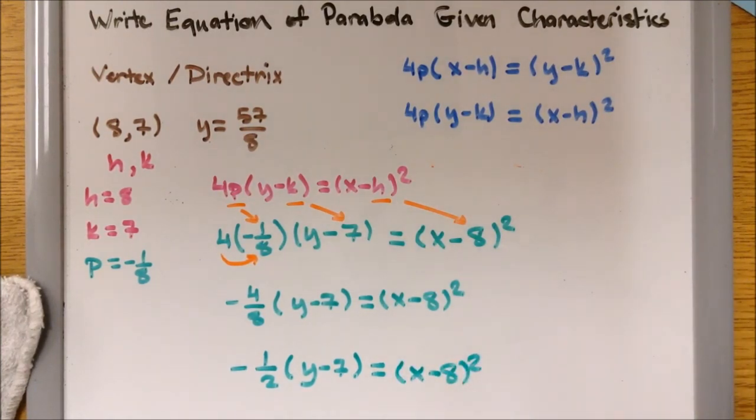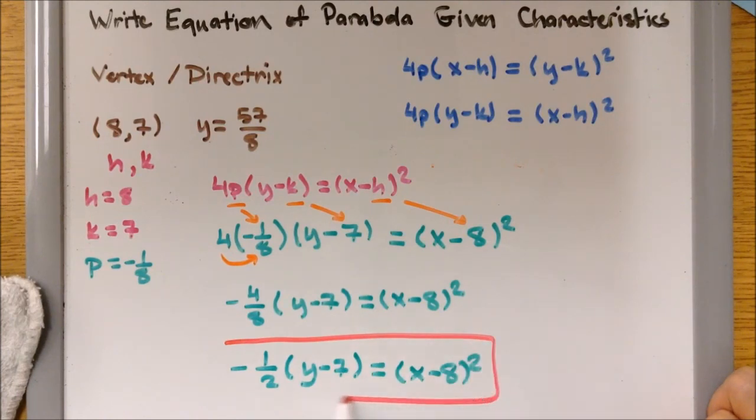And that will be our final answer, the equation of the parabola for this example. Negative 1/2 times y minus 7 equals the square of x minus 8.